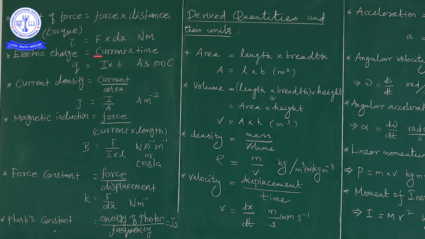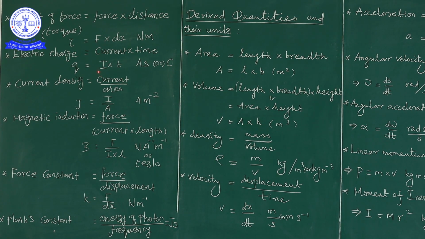In the concept of electricity, electric charge is very essential. Electric charge is nothing but the product of current and time. Current is I, time is T, and electric charge is denoted by the letter Q. So simply we can say Q is equal to IT. It comes from the concept of electric current: I is equal to Q by T, then Q becomes I into T, that's all.